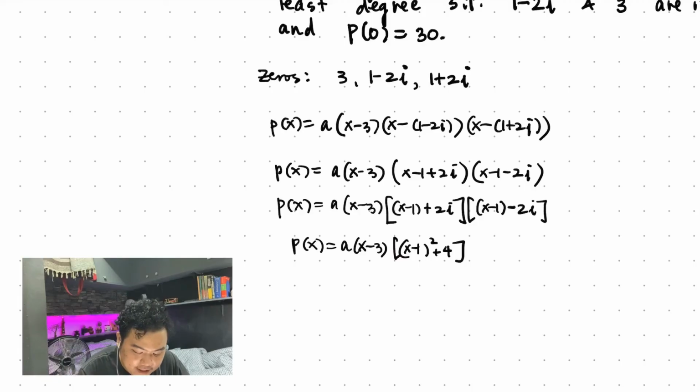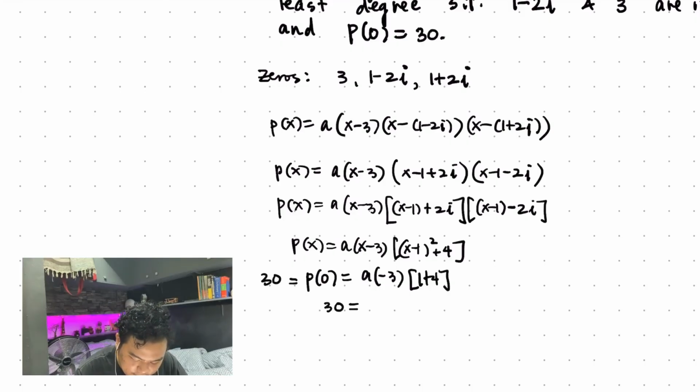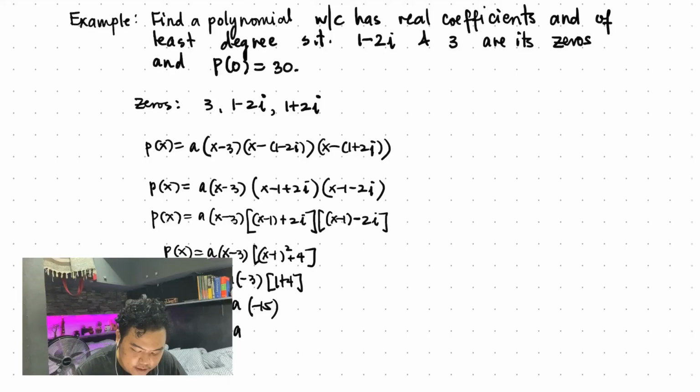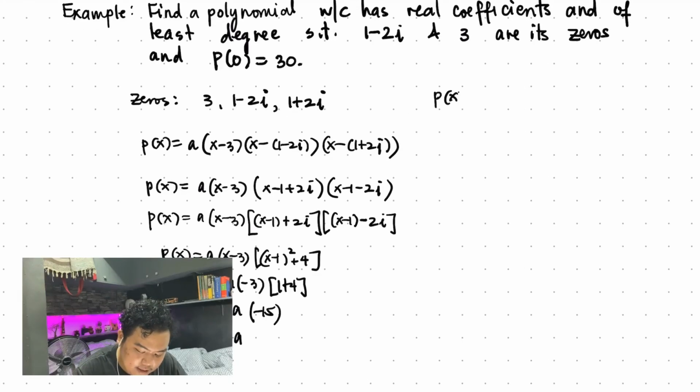So, let us find A. Sabi, P of 0 is 30. So, A times negative 3, 1 plus 4 is equal to 30. So, 30 is A times negative 15. So, A is negative 2. So, yung hinahanap nating polynomial is negative 2 times x minus 3 times this.